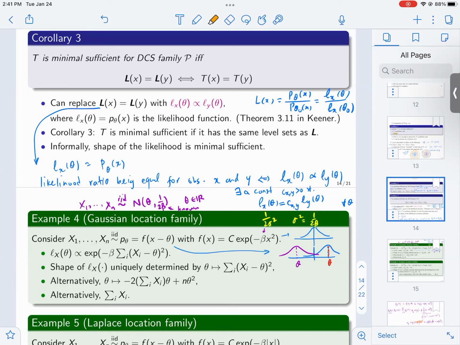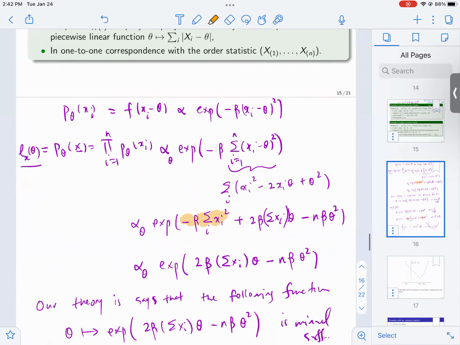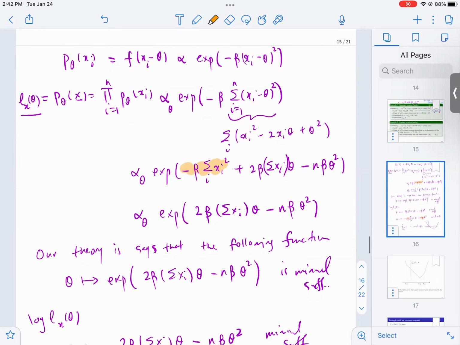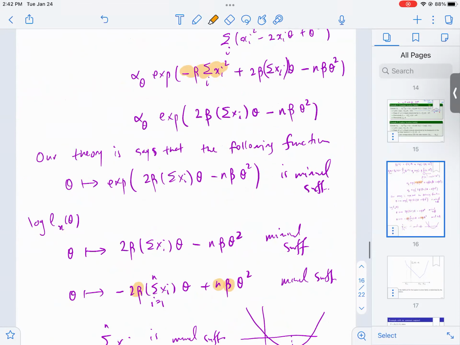Okay. Good. That exponential term is a minimal sufficient statistic because it's a likelihood ratio, right? Yes, because this is the likelihood function up to a constant. Up to a constant basically means we don't care about the constant, but this is the likelihood up to a constant, and so it has to be minimal sufficient.